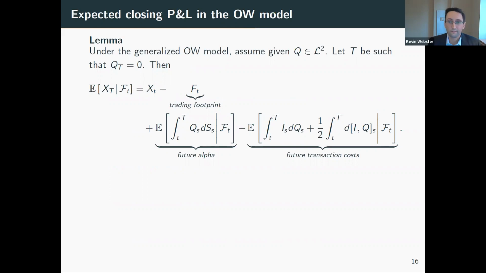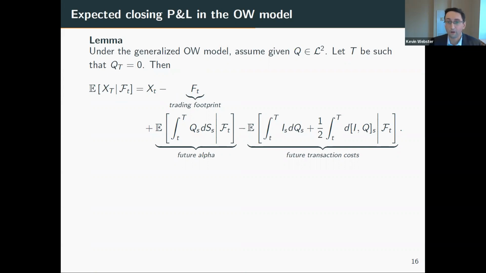With this class of impact model, you can already start decomposing the expected closing P&L. So I give myself, again, a stopping time t at which the position is closed, and I want to evaluate the expected P&L at closing time. What I find is that it's equal to the accounting P&L plus a number of other terms. The first term is the trading footprint, and that's going to be the first order term. Then there are two additional terms that basically capture future trading profits.